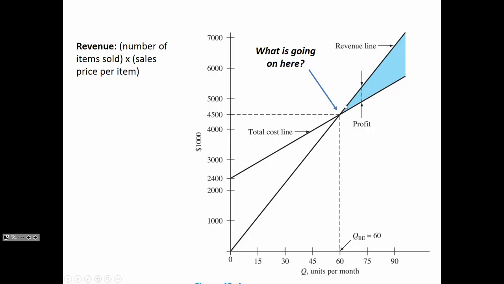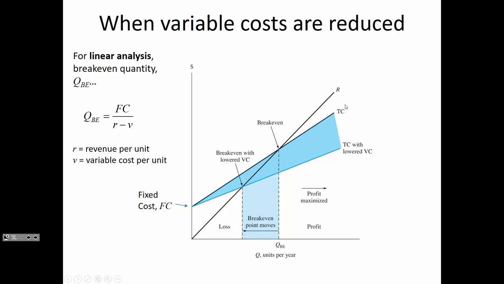But for today, what we're going to do is look at comparing alternatives on the basis of break-even. So I hope all of you understand that break-even is where you start to be profitable. There's another way of looking at break-even, though, and that is where one alternative begins to be better than another alternative. So what this is showing is, for a given choice, what happens if variable costs are reduced?